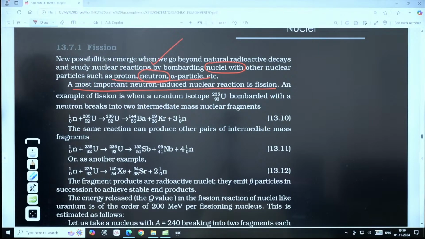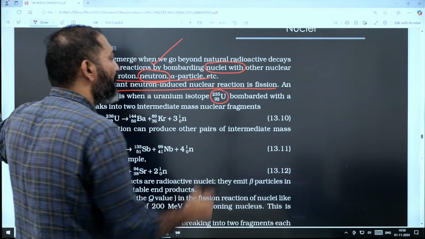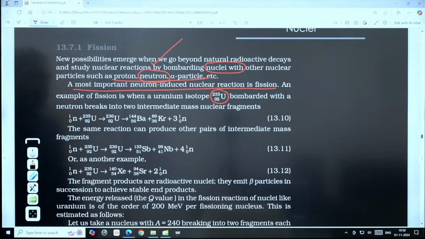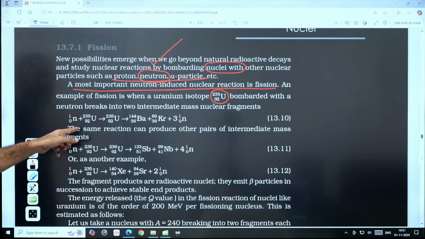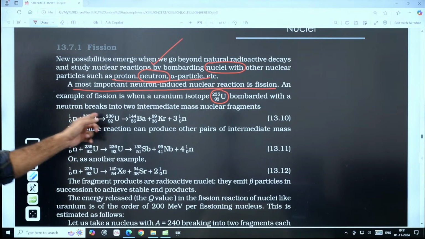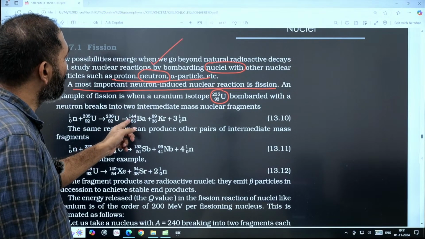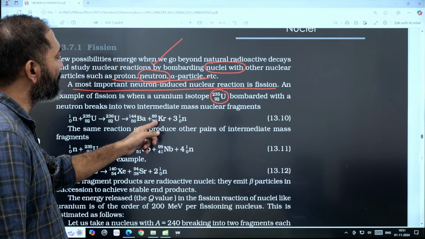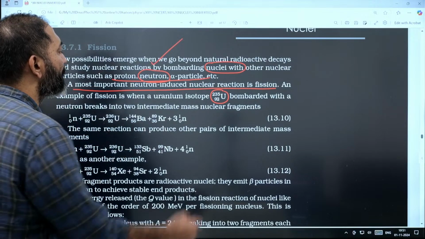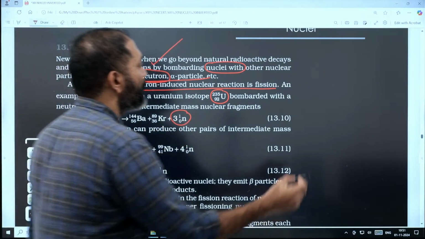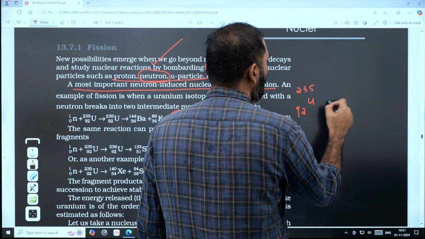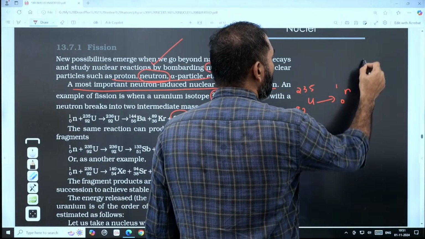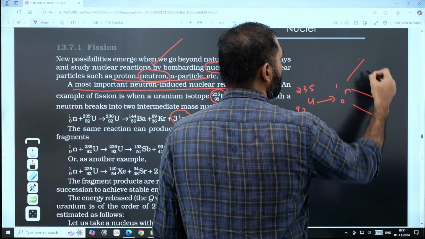An example of fission is when a uranium isotope 92U235 is bombarded with a neutron and breaks into two intermediate mass nuclear fragments. This is neutron plus 92U235. Initially it becomes 92U236. Then it becomes 56Ba144 plus 36Kr89 plus 3 neutrons. So there was one uranium atom 92U235. When it is hit by one neutron, it releases 3 neutrons.